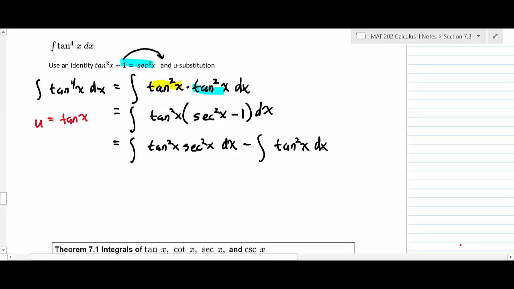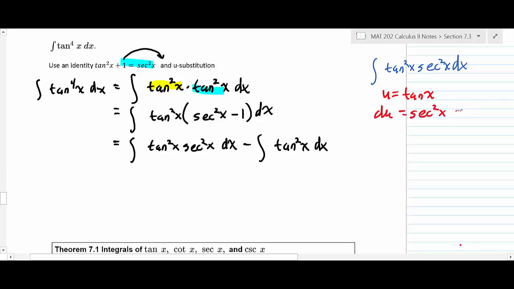Like this then. Now I'm going to go through and do the U substitution on this one, and then on this one I'm going to use a secant like this. So now I think I'm in business. We're going to do a U substitution on this one. I'm going to go at the side of my paper and focus just on the integral of tangent squared x secant squared x dx like that. Now we're going to let U be the tangent of x, and then du is secant squared of x like that.